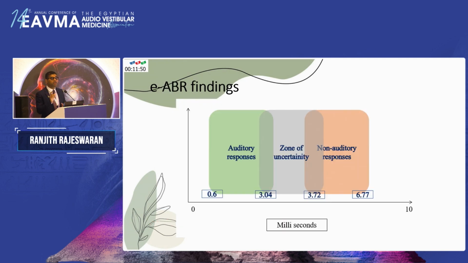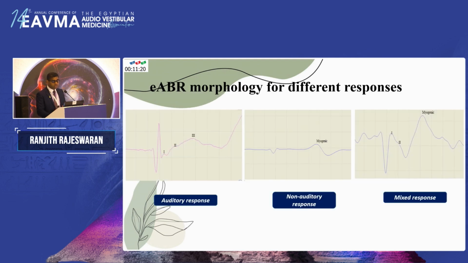Now, based on the responses, we categorized the zones based on the latency of the responses. If the response is less than 3.5 milliseconds or 3.05 milliseconds, it is an auditory response. If the response is beyond 3.75 milliseconds, it is a non-auditory response. If you get a response between 3.4 and 3.72, there could be a mixed response. There could be an overlap of both auditory and non-auditory, which is possible, masking each other. So, based on this classification, we will be able to clearly tell which is auditory and non-auditory based on the morphology and the latencies.